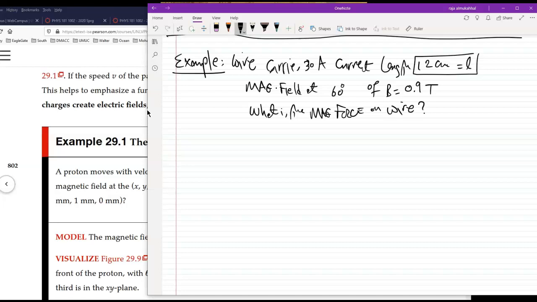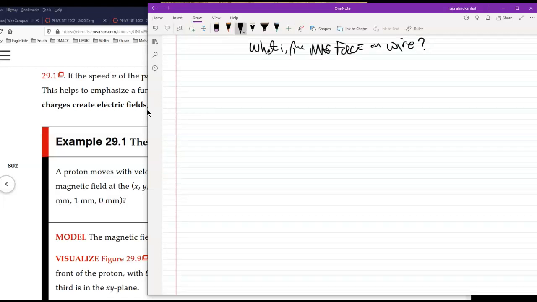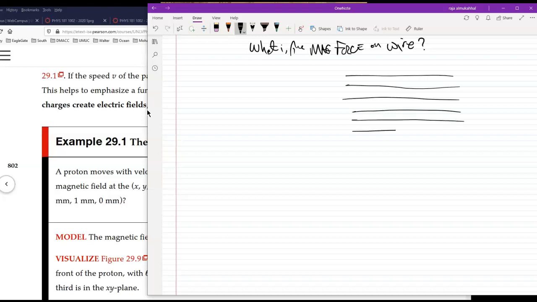Okay. So how do we do this problem? Let me draw a picture for you. Here is a magnetic field, the parallel lines, not like my lines. These are the magnetic field going in this direction. And then I have the wire that looks like that. And then you got the current going this way.